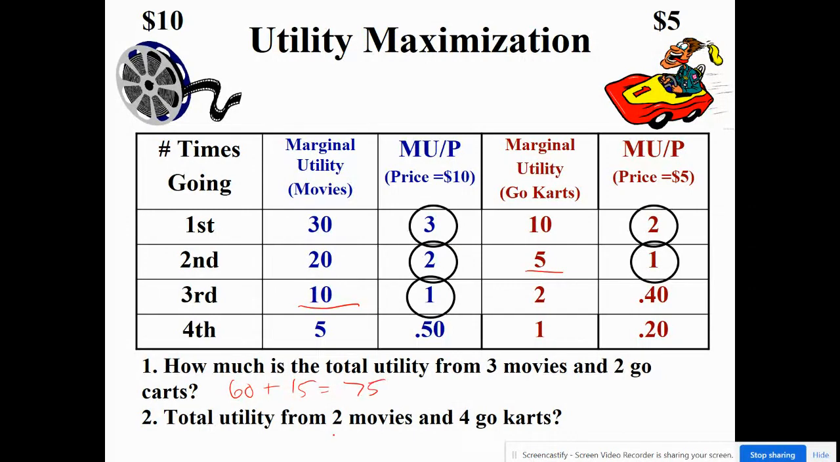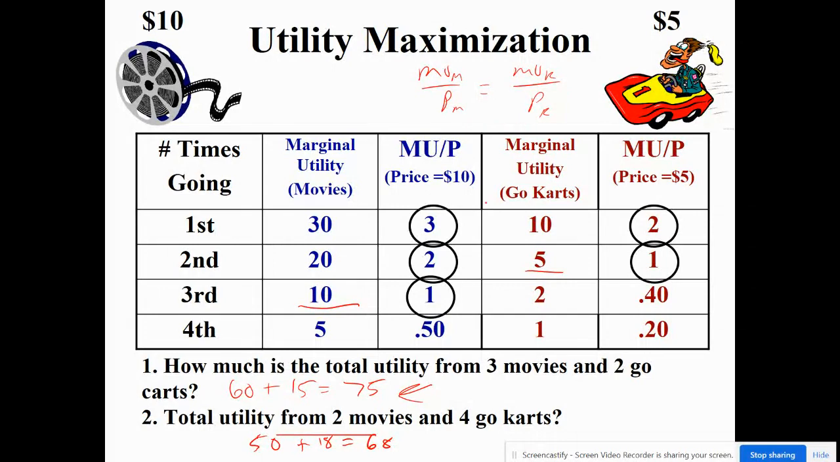But what if we went to two movies and four go-karts? Well, two movies, once again, would be 50, and then four go-karts would be 18. That would only be 68. So you can see we get a greater satisfaction when we use the formula of marginal utility of movies over the price of movies is equal to marginal utility of go-karts over the price of go-karts.